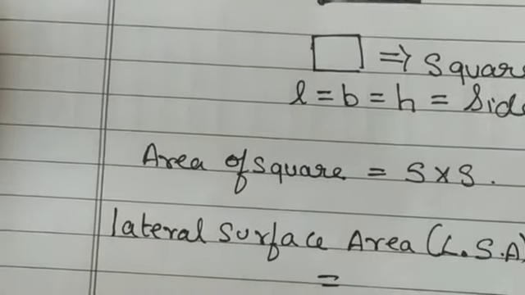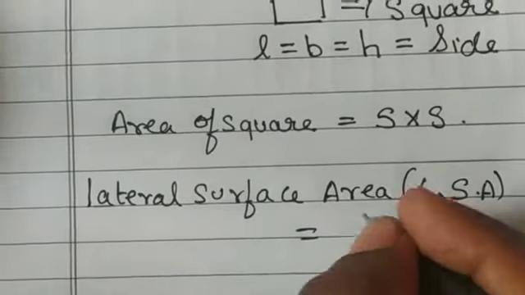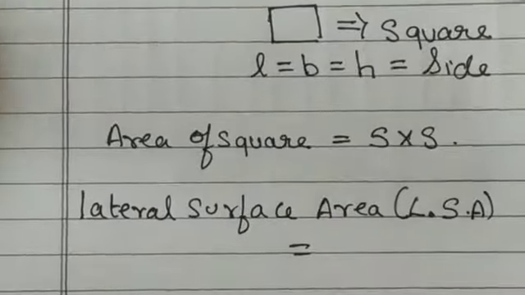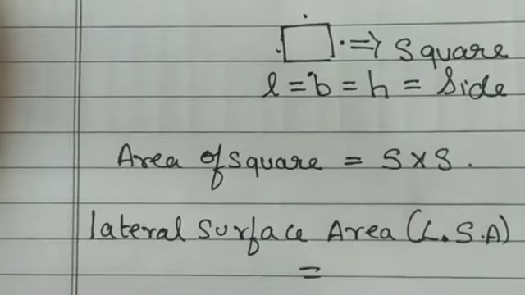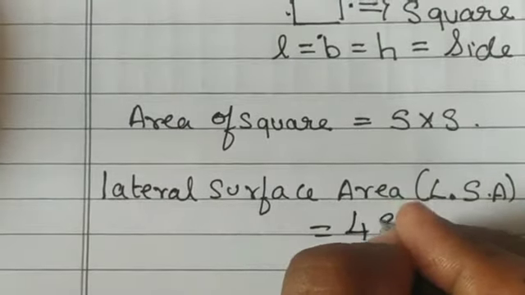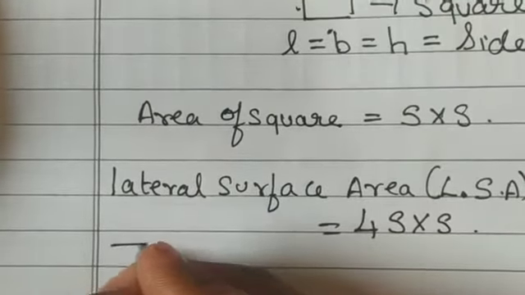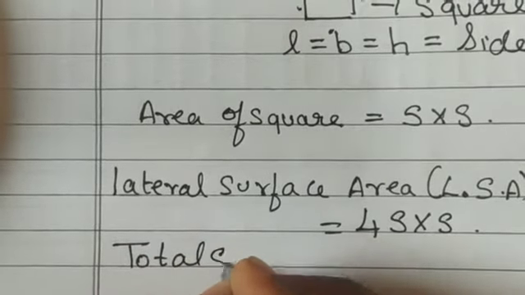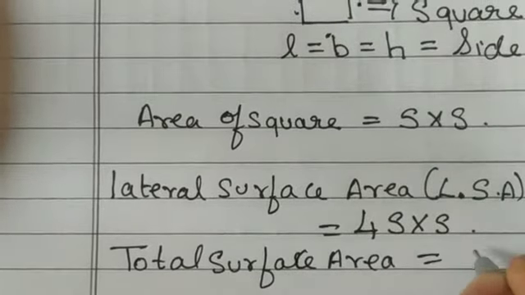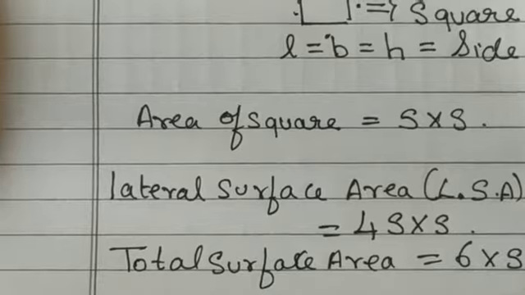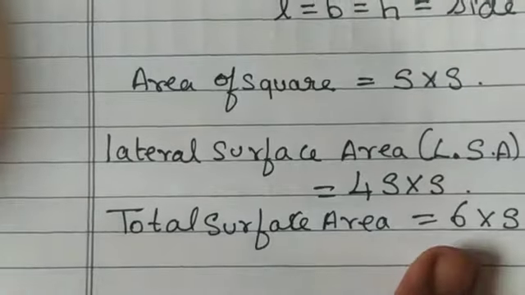So what is the formula of lateral surface area? You can see there are 4 sides here: 1, 2, 3, 4. So we will write 4 into side into side. Same way for total surface area: total means we take all the surfaces, all the area of the cube. So that is 6 into S into S. This was our second formula.